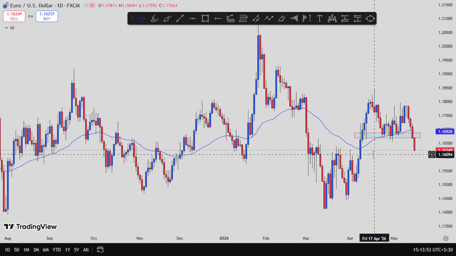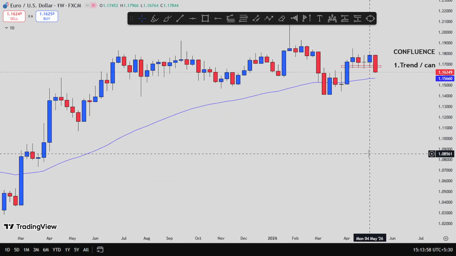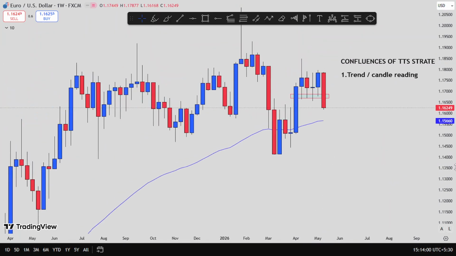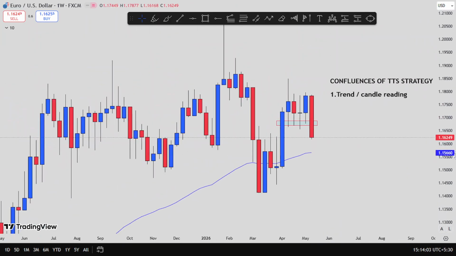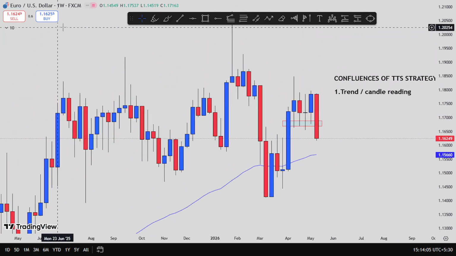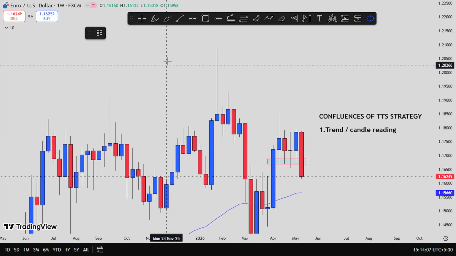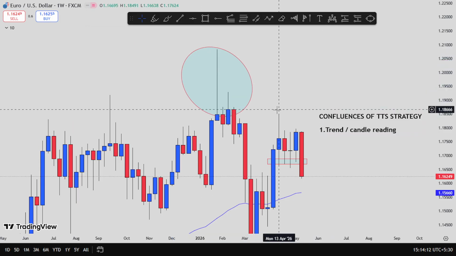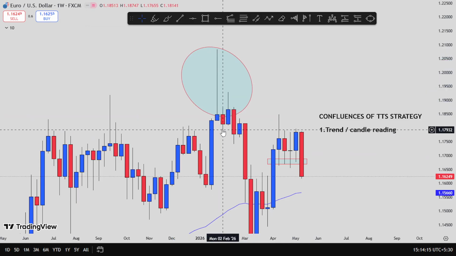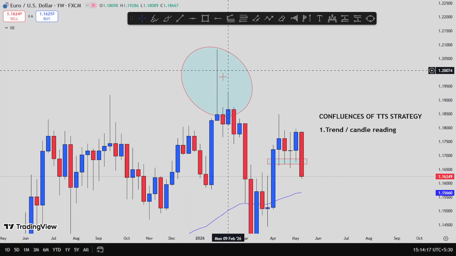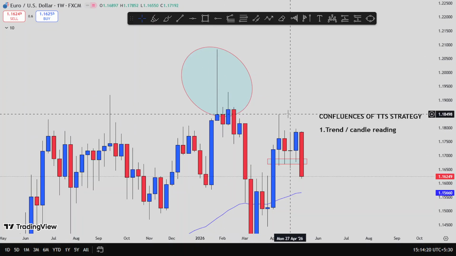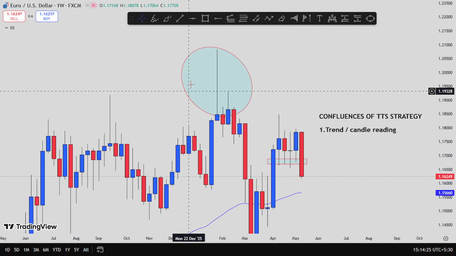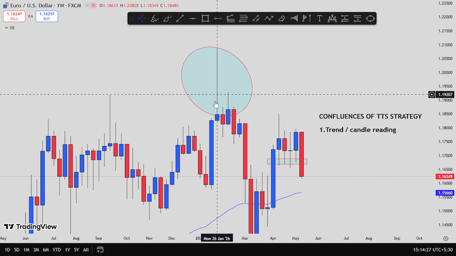Now one of my favorite confluences is the rejection and engulfing candles. Now what do I mean? This I would consider as one of the best rejection candles ever. This is such a superb candle. There was no chance to not go sell on this candle if you had a proper AOI and a proper trading plan, because this is what a rejection candle is. It is simply rejected.